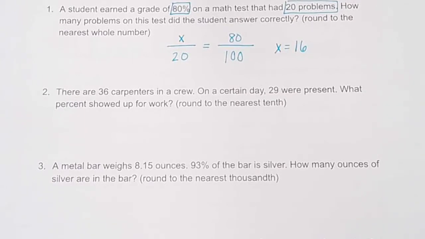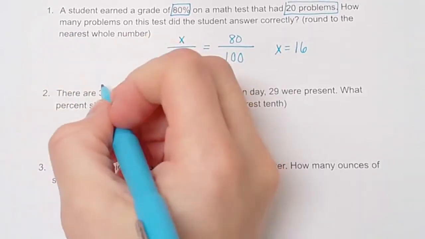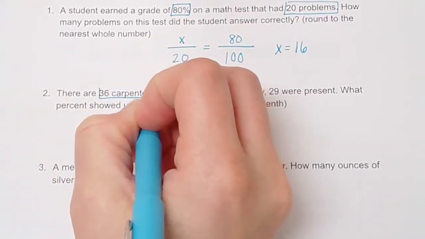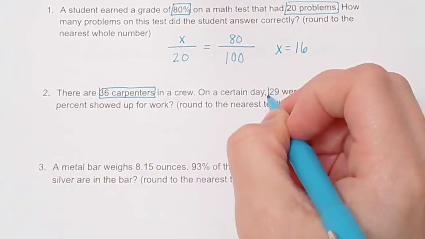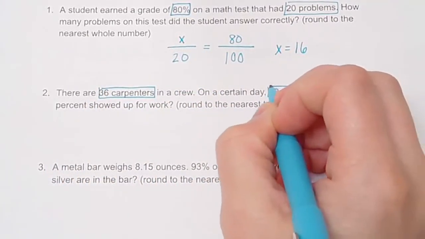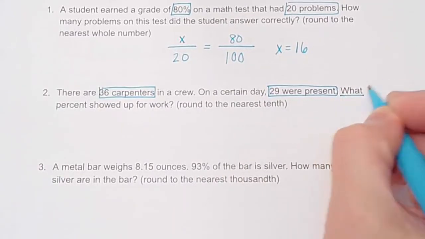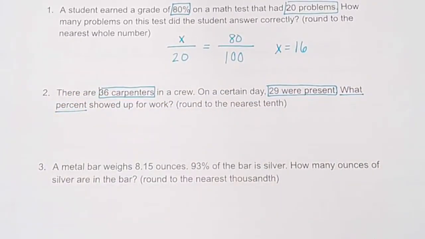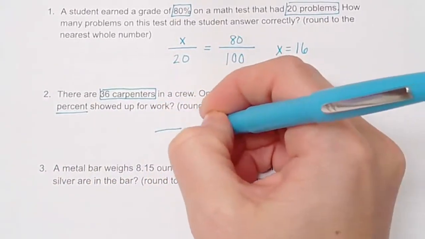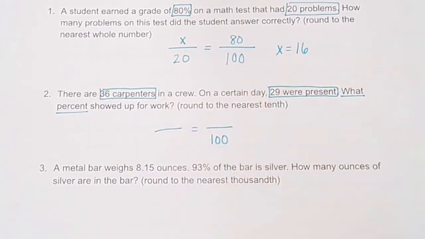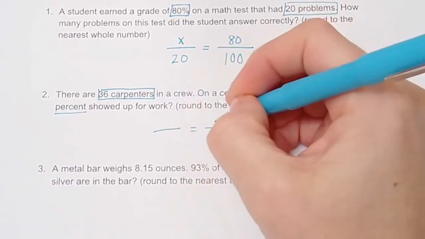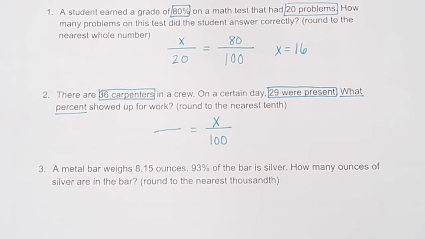Okay, so I've got this right here talking about some 36 carpenters. I've got this right here telling me that 29 were present. And then the question clearly says what percent? Okay, I see the word percent. I'm going to immediately go ahead and set up my proportion. And then if I'm looking in the problem, I don't see a percent anywhere. I don't see a number attached to a percent. The question says what percent, so that pretty much gives me all the indications that I'm missing my percent. That's the spot that I'm looking for. So now I just need to figure out, okay, which one of these numbers goes where.